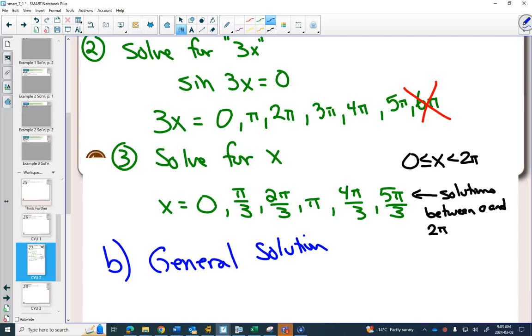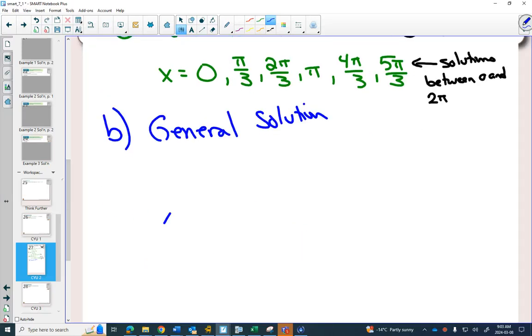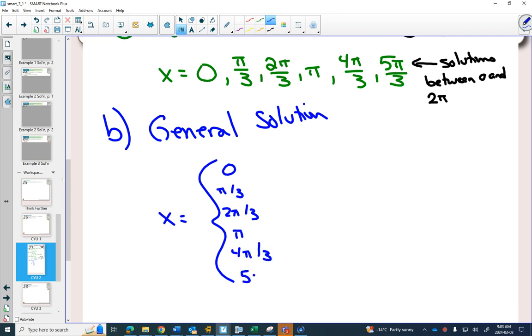Then, take all of your solutions. So I have 6 of them. I have 0, pi over 3, 2 pi over 3, pi, 4 pi over 3, and 5 pi over 3. I have all 6 of those. Some of them for sure, we could create some shortcuts for this one. In fact, I'll show you some shortcuts later.